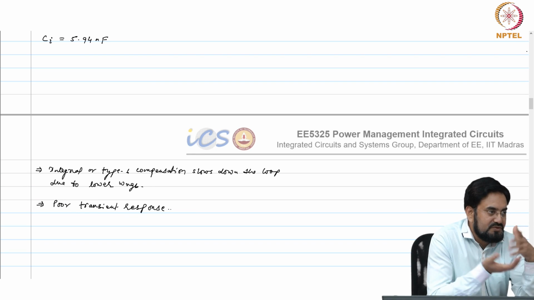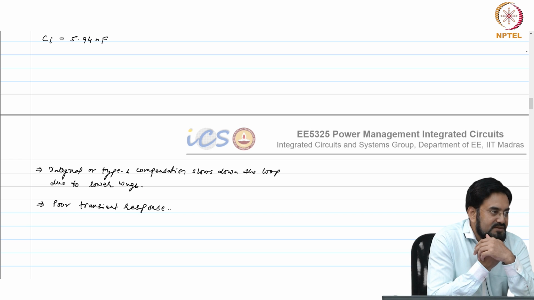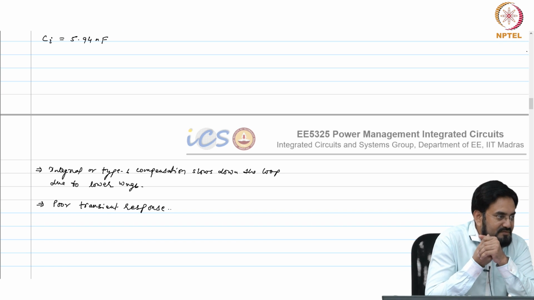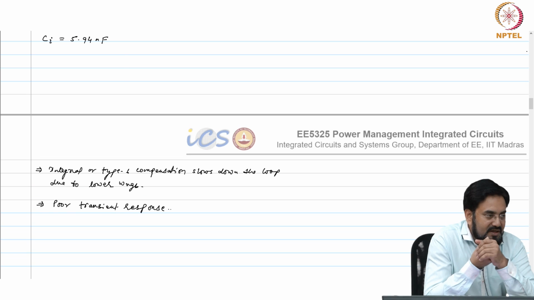So your undershoot and overshoot will be large in this case, and your settling time will also increase because your loop is very slow. So control voltage will not change very fast, which means your duty cycle is not changing fast enough, inductor current will not change faster. So it will not recover.